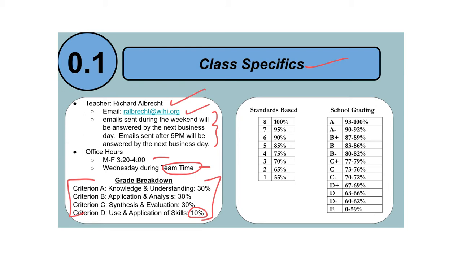But anyway, criteria A, B, and C are all at equal value of 30% each. Nothing has changed in terms of the school's grading policy. We still use the standards-based grading model as we have for the last few years, with 1 through 8 as our grading scale, and this is what the percents translate to. And the school's grading scale has not changed either. So if you want to know what this breaks down to, if it's A minus, B plus, and that kind of thing, it's right there.